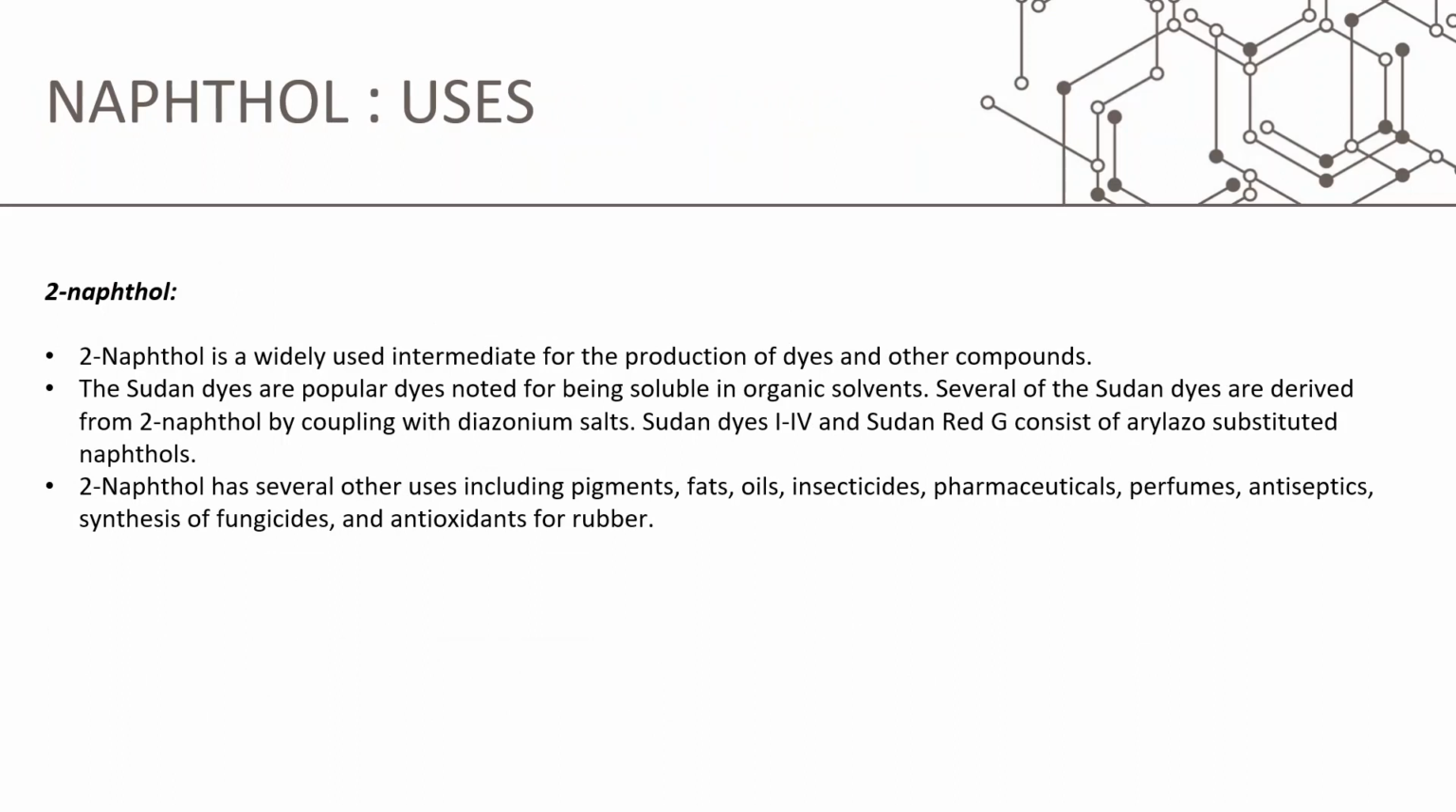2-naphthol is a widely used intermediate for the production of dyes and other compounds. The Sudan dyes are popular dyes noted for being soluble in organic solvents. Several of the Sudan dyes are derived from 2-naphthol by coupling with diazonium salts. Sudan dyes 1 to 4 and Sudan red G are substituted naphthols. 2-naphthol has several other uses including pigments, fats, oils, insecticides, pharmaceuticals, perfumes, antiseptics, synthesis of fungicides, and antioxidants of rubber.